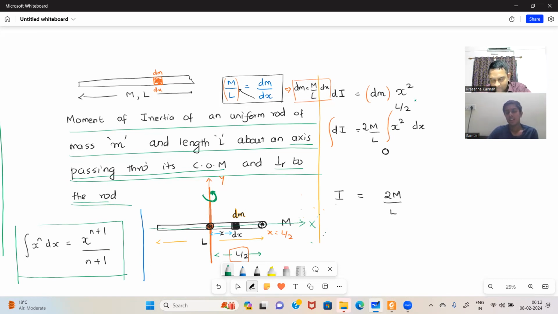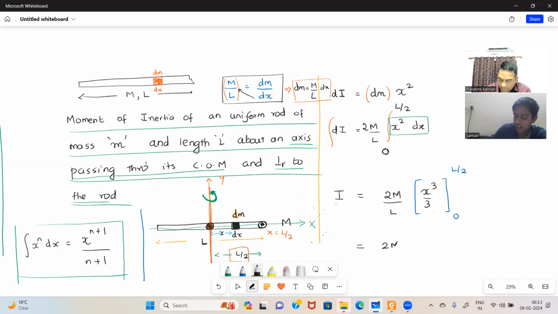Got it? Okay. So now tell me, what is the integration of what is given here? x squared dx. So what is n in this question? n is 2. So what will be the answer? x cubed by 3. Very good. What is the method? First you substitute the upper limit, then the lower limit. Upper limit minus lower limit. So when you substitute x as L by 2, what do you get? L by 2 whole cube by 3. Very good. So what is L by 2 whole cube? L cubed by 8.